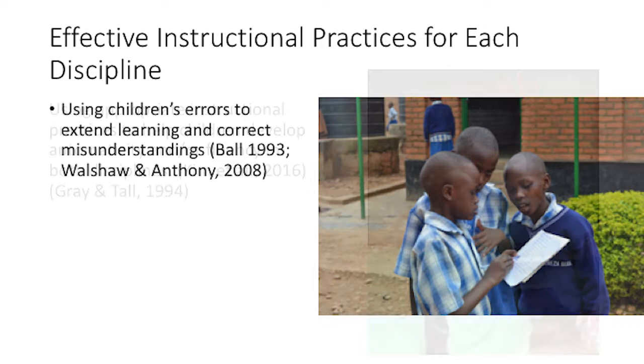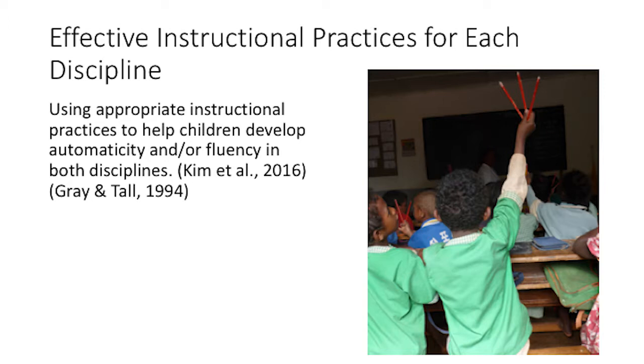And the final one that we have is using appropriate instructional practices to help children develop automaticity and or fluency in both disciplines. A lot of the research is showing that there is a difference in how you approach this for literacy and numeracy. So automaticity in literacy will be learning the letter names, letter sounds, practicing, and to get to fluency. For mathematics, it's slightly different. It is about number sense.